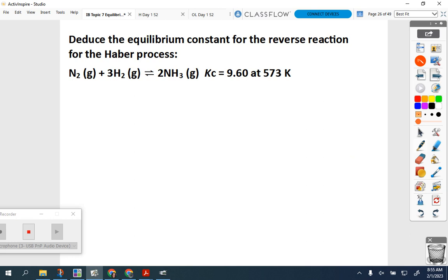All right, so for example, here's an equation for the Haber process. And we're given that the Kc is 9.6 at a temperature of 573 Kelvin. What is Kc for the reverse reaction under the same temperature conditions?